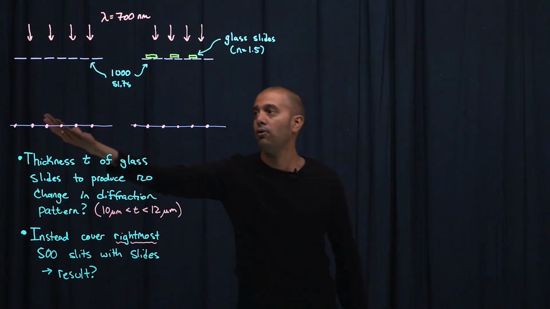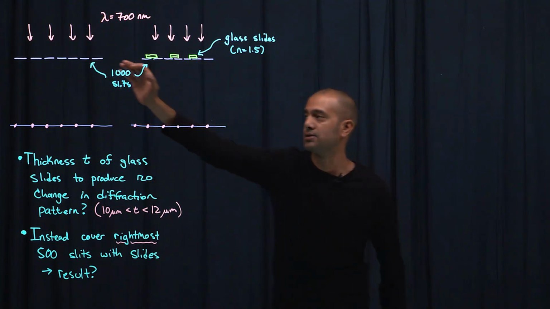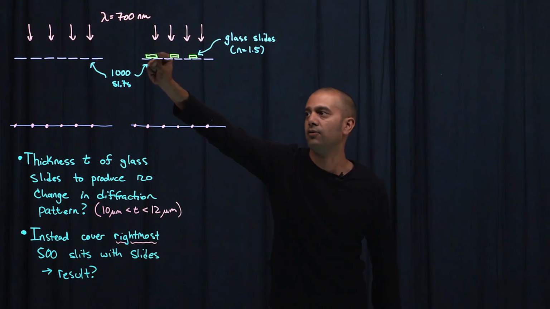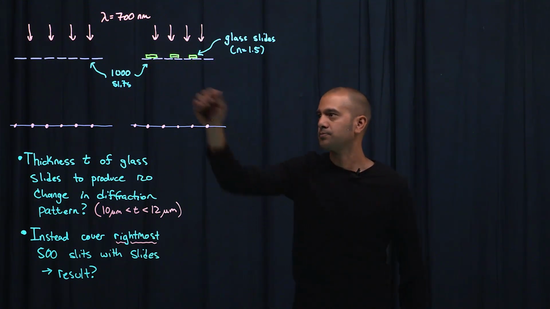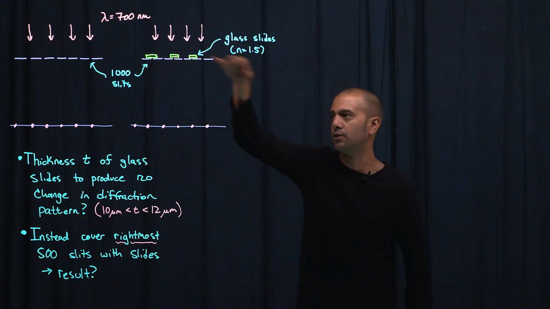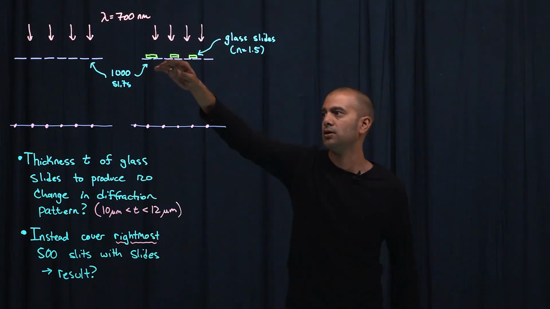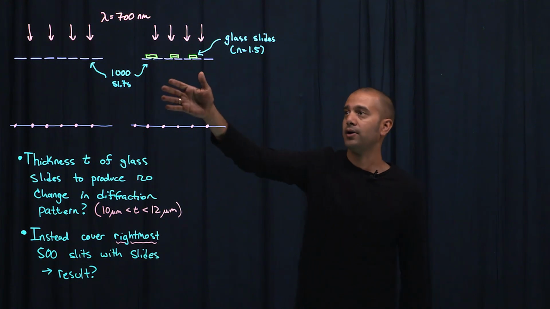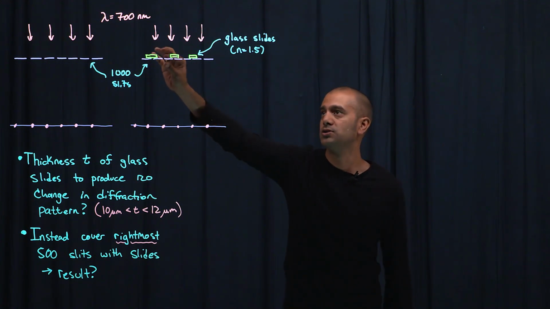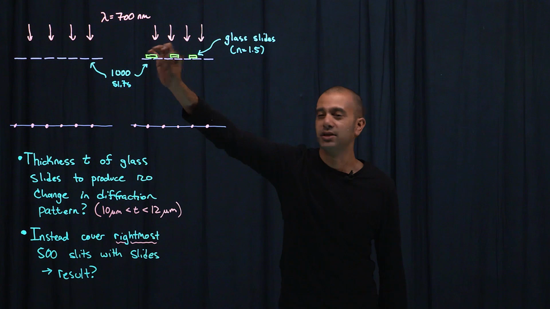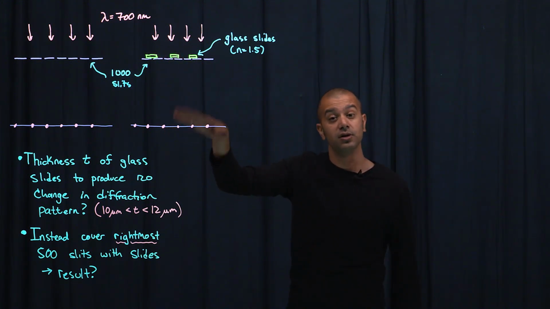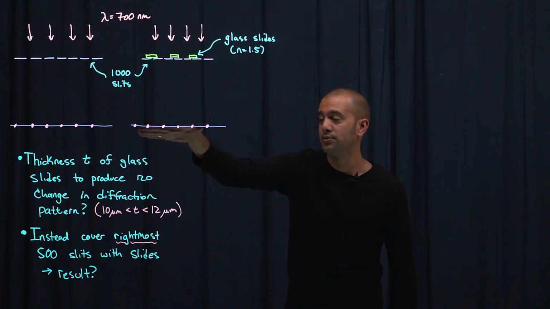Now, when we go to a second situation, we're going to have the exact same diffraction grating, but we're going to start adding glass slides over every other slit. So on the first, third, fifth, etc., all the way up to 1,000 slits, on every other one, we're going to put a glass slide there. It turns out that if you choose the thickness of this glass slide in a particular range, the diffraction pattern is unchanged.